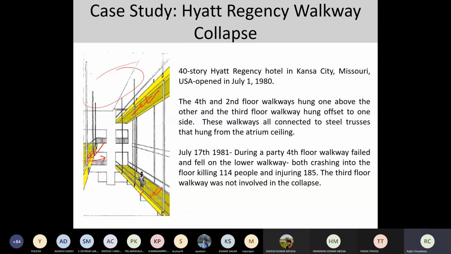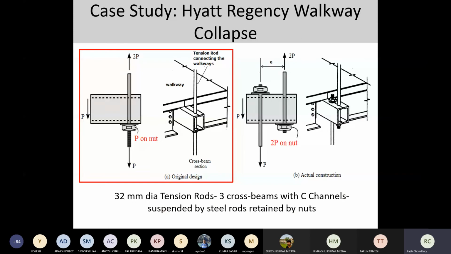If something happens like a casualty, you are gone. So why has it failed? You would be surprised to see the difference between the design and construction. The designer was absolutely perfect. This is the original design that was made.